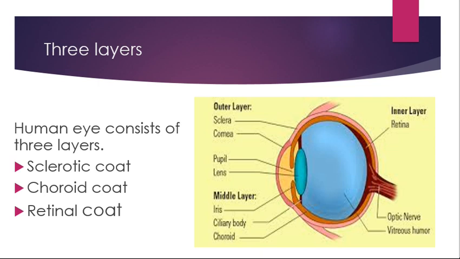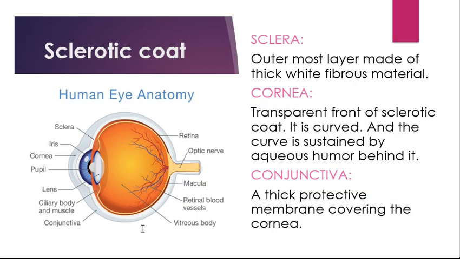So, coming to the anatomy or structure of the human eye. The human eye consists of 3 layers: sclerotic layer or sclerotic coat, choroid coat, and the retinal coat. Sclera, choroid, and the retina. Let's discuss these layers one by one in detail.